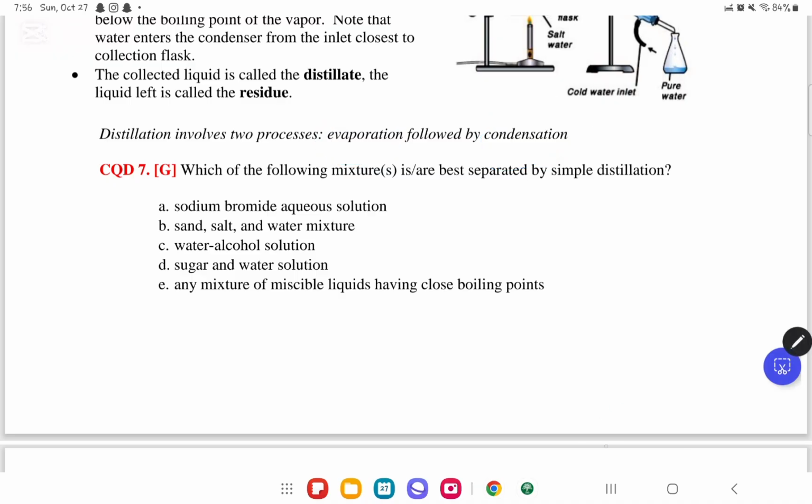So now they're asking us, which of the following mixtures are best separated by simple distillation? Sodium bromide and aqueous solution, for sure, because you will separate the sodium bromide, which is NaBr, also a salt, from the aqueous solution. Sand, salt, and water, definitely not. If you do simple distillation, you're gonna have sand and salt, which are still not separated. Water and alcohol solution, no. Why do we not use it? Because we're using a flame, and alcohol is flammable.